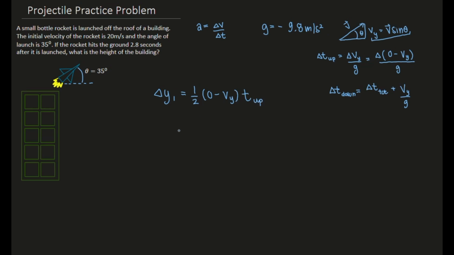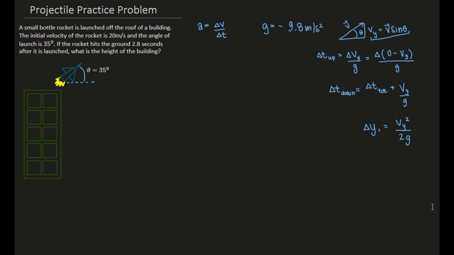So if we keep doing the math, we get the first change in y being negative 1/2 Vy. And then instead of writing this delta t, I'm going to write what we've calculated for it, the negative Vy over G. So the first change in height is going to be equal to Vy squared over 2G.